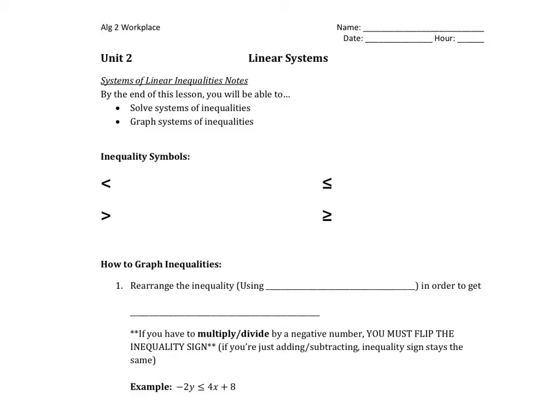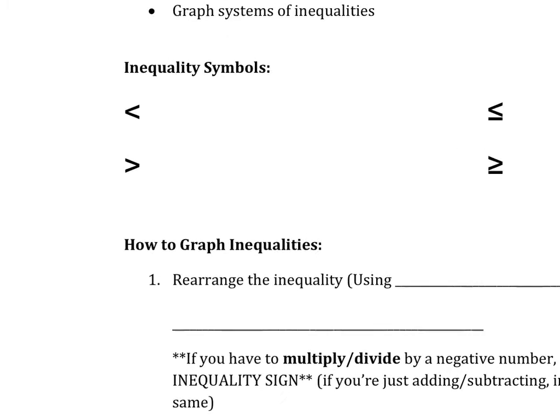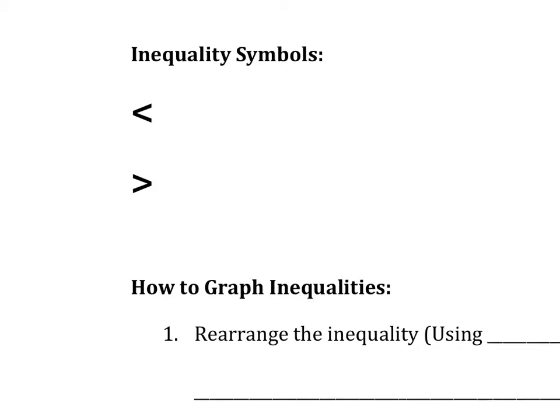Okay, so we ended Unit 2, or the stuff before the test, with graphing systems of equations, where we had two lines on the same coordinate plane. Today we're going to be talking about systems of linear inequality. So instead of having the equal sign for an equation, we have inequality symbols. So the inequality symbols we're going to be working with: we have less than, greater than, and then less than or equal to, greater than or equal to.